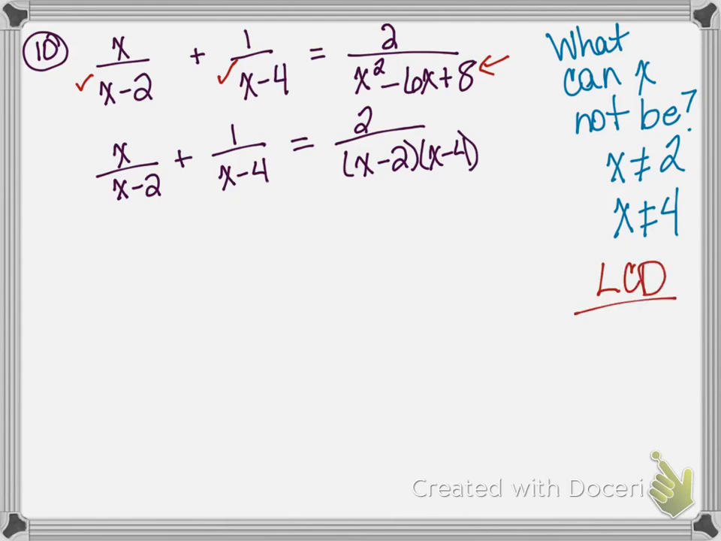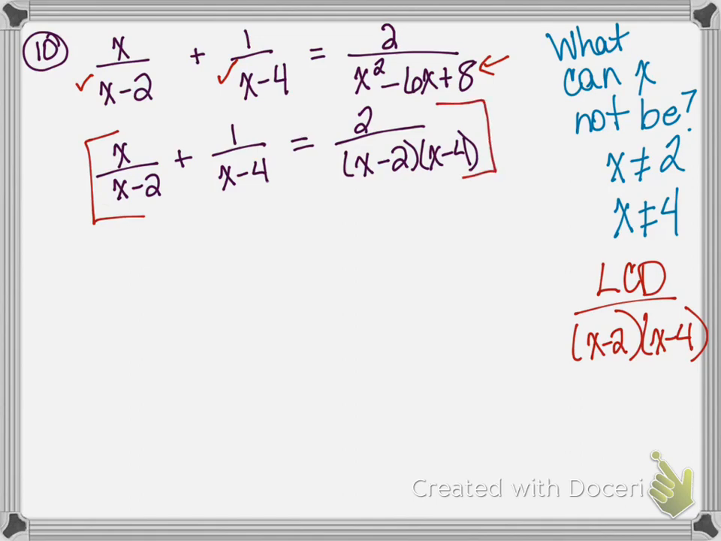Let's find our LCD. Here I've got x minus 2, so that's part of my LCD. Here I've got x minus 4. That's part of my LCD. Do I already have x minus 2 accounted for? Yes. Do I already have x minus 4 accounted for? Yes. So I'm good.